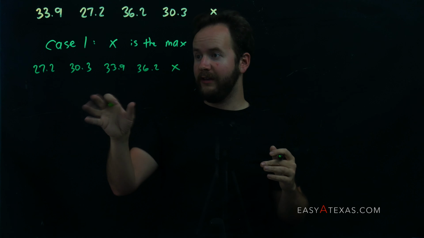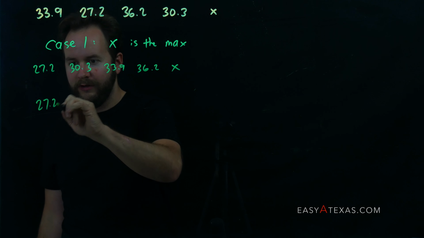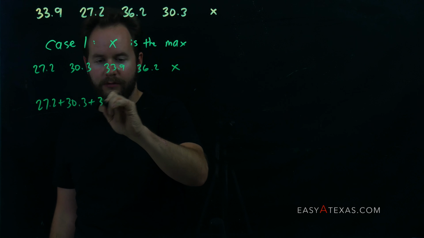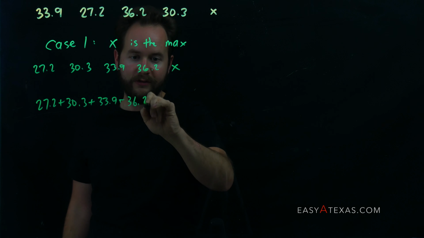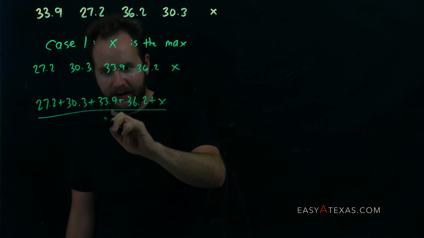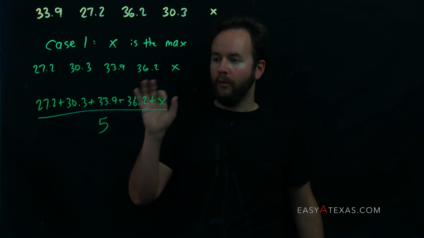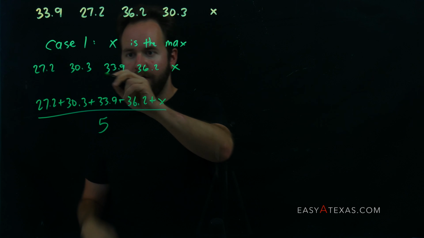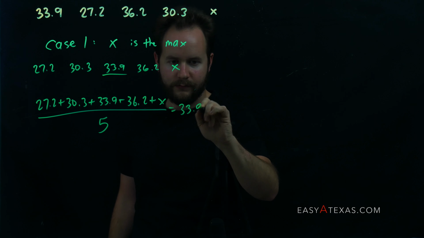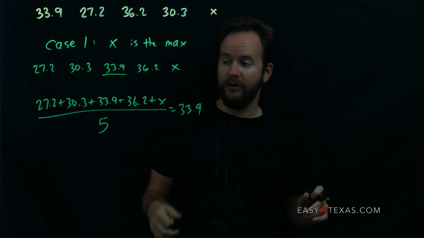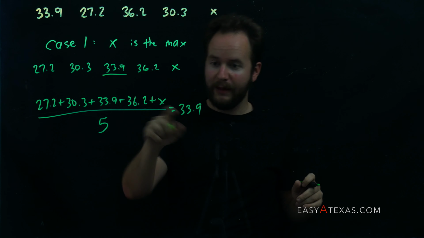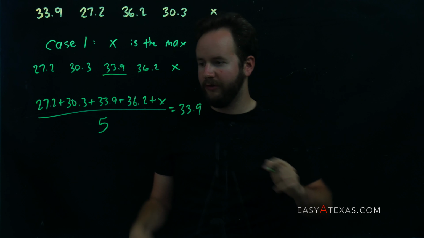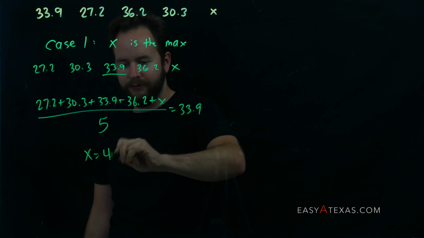The average of these 5 numbers will be 27.2 plus 30.3 plus 33.9 plus 36.2 plus x, all divided by 5. When is the mean equal to the median? Well, in this case, the median is 33.9. So I've gone ahead and set that equal to 33.9. And if I solve for x, I'm going to multiply both sides by 5 and then subtract all these numbers over. If I do that, I get x equals 41.9.